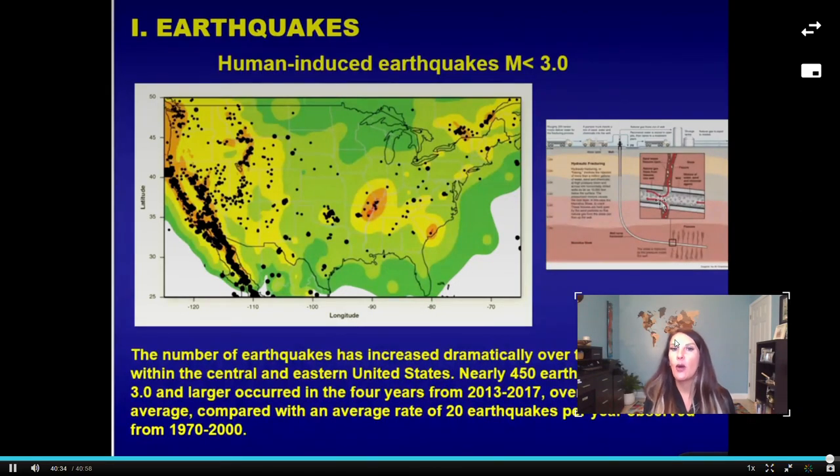Over 100 per year on average, compared with an average rate of 20 earthquakes observed from 1970 to 2000. So a lot of data is coming in to show that fracking is causing earthquakes, which is just something to consider, whether it is worth it or not. I put this little diagram up here just in case you want to zoom in, and it gives you a little more information about how the fracking process is done. If you're interested, I'm happy to talk more about that with you, as I've done quite a bit of research here in North Georgia regarding the possibility of fracking and whether it is good or bad.